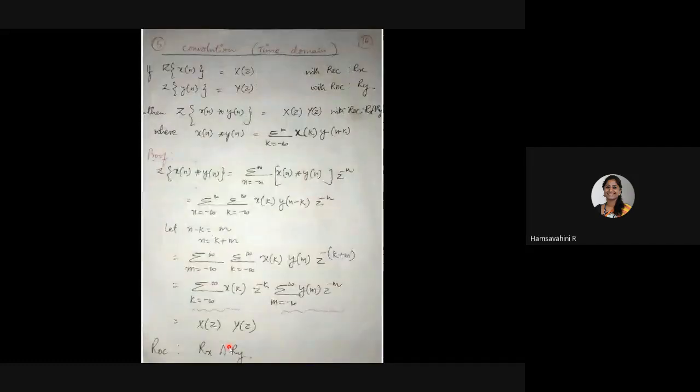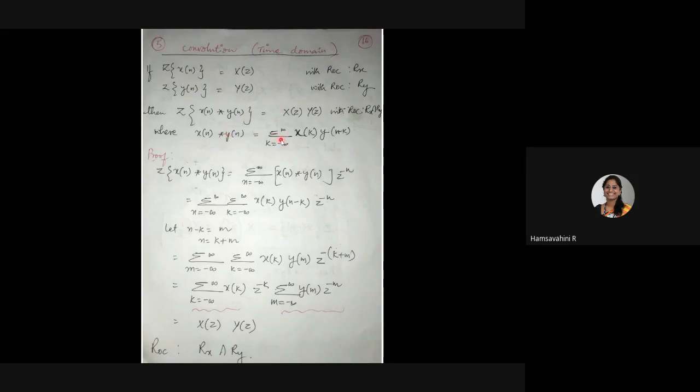Okay. Next important property is convolution in time domain. Suppose I have two signals x of n and y of n. We know that to represent the output of any LTI system, we use the convolution sum. The response we can compute using the convolution sum, that is x of n convolved with y of n. So in place of the impulse response, we have taken it as y of n.